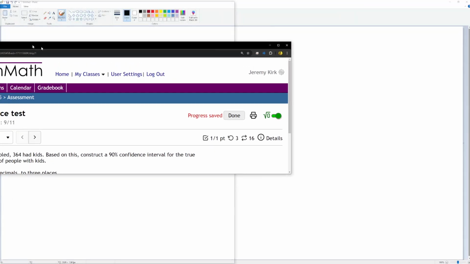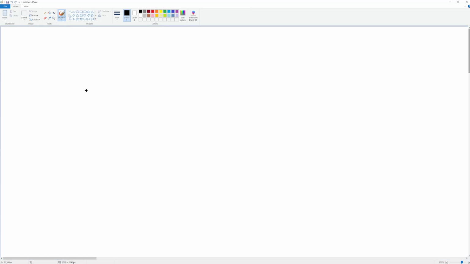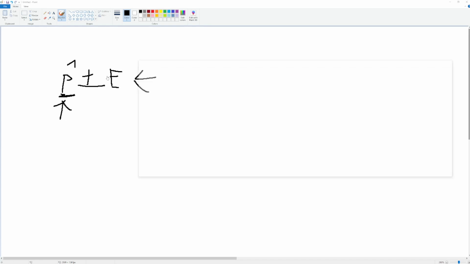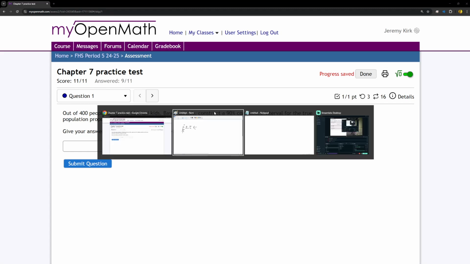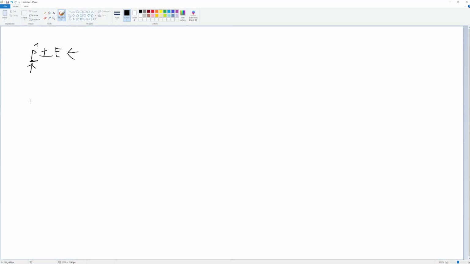Well, first, what's the math formula for this? The formula, let me tell you right now, is p hat plus or minus E. So we need to figure out what this guy is and what that guy is. Luckily, this is easy. To find p, we take our small portion divided by the total. Out of 400 people sampled, that's our total, or n. So in this case, n is 400.